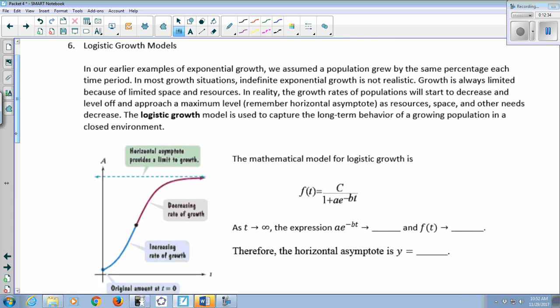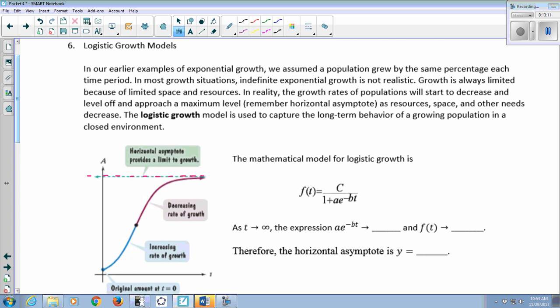Okay, finally, we have one more type of growth model. In our earlier examples of growth, we assumed a population grew by the same percentage each time period. But in most growth situations, indefinite exponential growth is not realistic. Growth is always limited because of limited space, limited resources. And so growth rates actually start to decrease and level off and approach a maximum level, or a horizontal asymptote, which is known as the carrying capacity for the population. And this is called the logistic growth model.